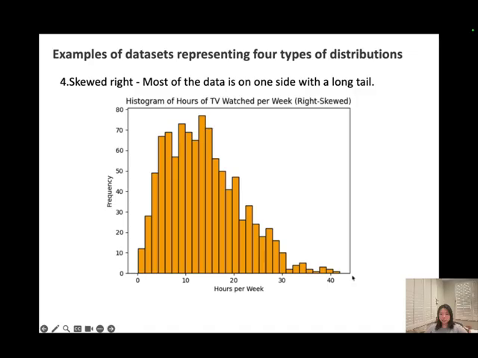Last one, skew to the right. So the white tail is longer. An example will be the histogram of hours of TV watched per week. In one week, how many hours do you guys watch television? The majority of people will fall into 5 to 15 hours per week, right? Usually people who watch television won't watch more than 20 hours. So the majority of the data will be on the left side here, and the distribution will be skewed to the right.